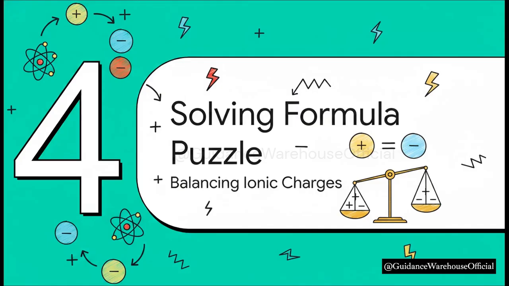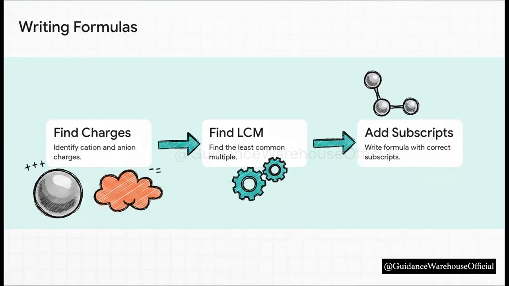Moving to Section 4, solving the formula puzzle by balancing ionic charges. So how do we systematically write out these chemical formulas? The golden rule here is that an ionic compound must be electrically neutral overall, meaning the total positive charges have to perfectly balance out the total negative charges. Let's walk through the exact steps of solving this puzzle.